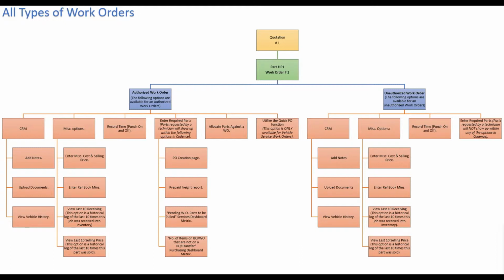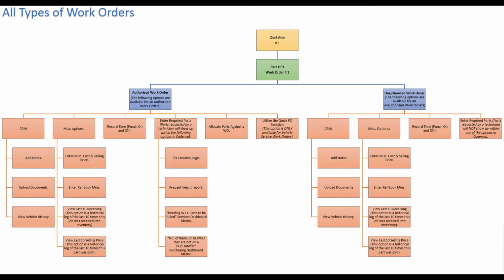It's important to note that as you go through the training courses, you would know that a quotation, once everything is all said and done, would be converted to a sales order, the sales order to a packing slip, and the packing slip essentially to an invoice. So at the quotation level, which is where you would build out your work order, here on my screen I have work order number 1 for part number 1 that's attached to my quotation number 1.